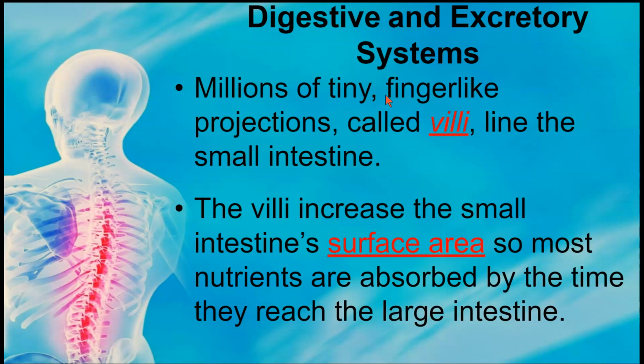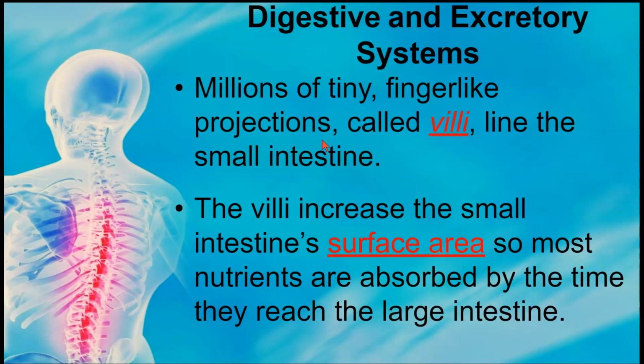So millions of tiny finger-like projections called villi line the small intestine. The villi increase the small intestine's surface area, so most nutrients are absorbed by the time they reach the large intestine. This is very important. Surface area, and you need to attach villi to the idea of the surface area. The more surface area there is, the more doorways there are to get into your body.